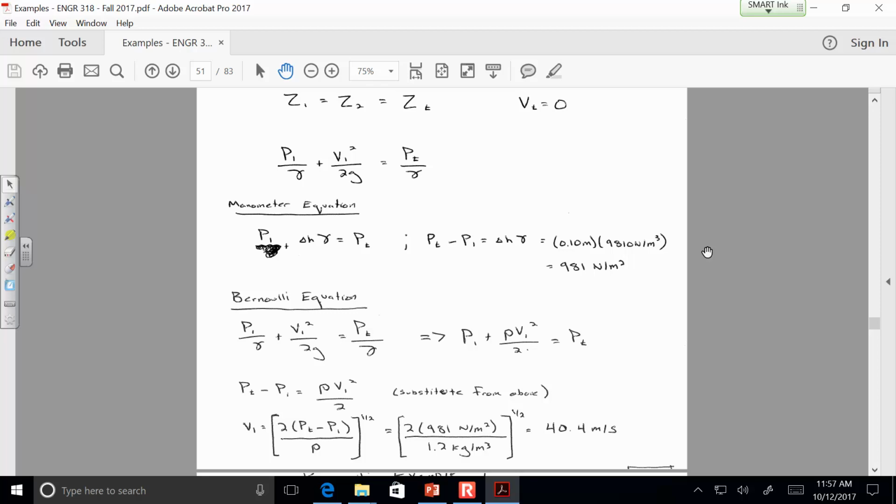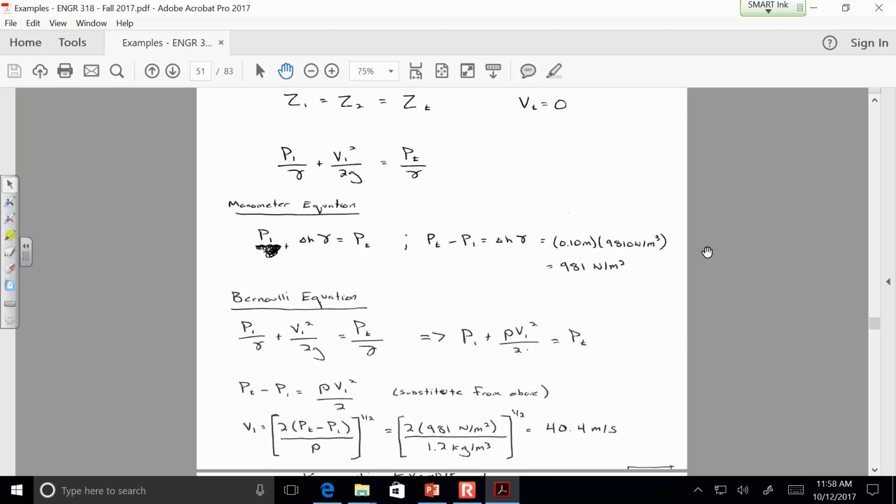So over here, the manometer equation allows us to rearrange this to find P sub T minus P1 is equal to delta H times gamma. And our delta H was 10 centimeters, which is 0.10 meters. And the unit weight is 9810 newtons per meter cubed. So it's 981 Newton per meter squared. That's the pressure difference between the two.